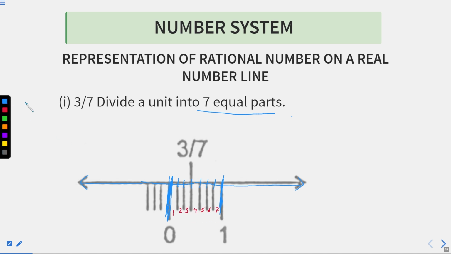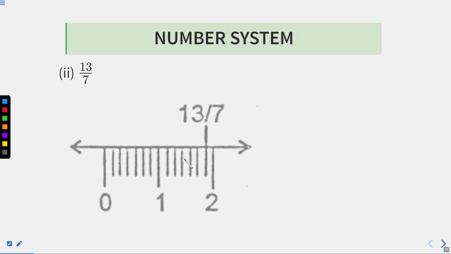Now how many of them out of 7 do we want? Only 3. Okay, so we want this one and this one. So after this, the 3 by 7 will be this one. Okay, so 3 by 7 will be this one. In this manner we can represent our fractional rational numbers onto the real number line. Okay, move on to the next.